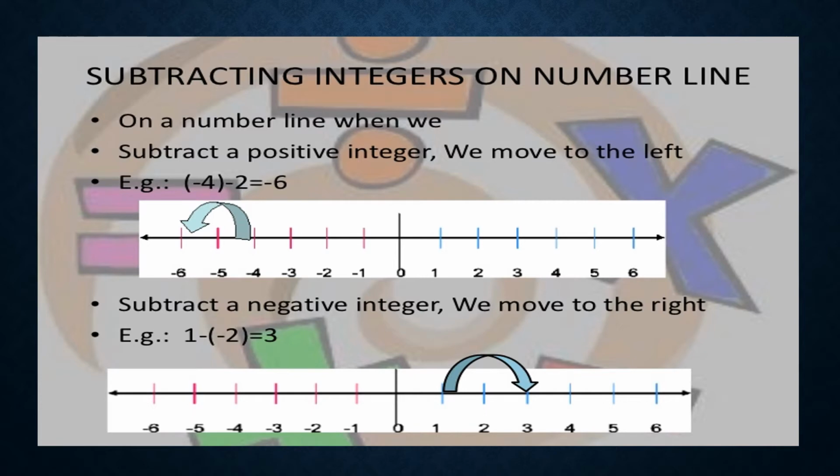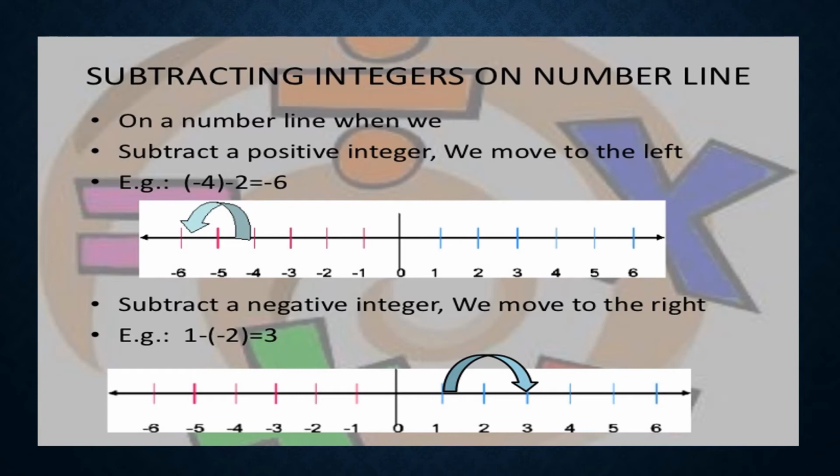So now the subtraction is minus 4 minus 2. Our starting integer is minus 4. As I told you, 2 is a positive integer, so now we will be moving towards left. How many steps? 2 steps. So from minus 4, if you take 2 steps towards left, we get minus 6. The answer of minus 4 minus 2 is minus 6.